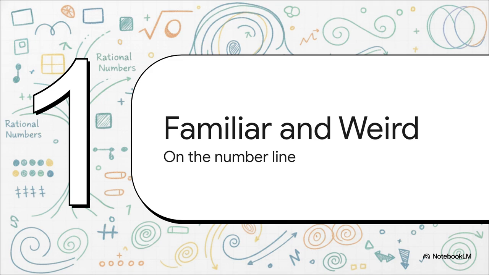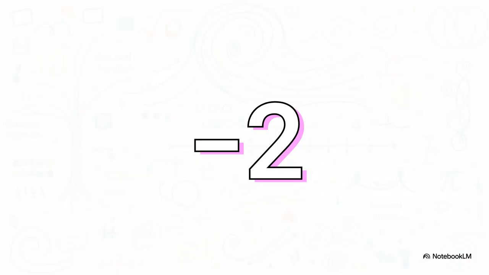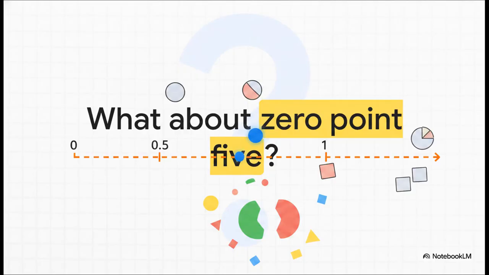Section 1. Plotting the familiar and the weird. Okay, let's start really simple. Take -2. It has an exact, undisputed location right there to the left of 0. So yeah, it's definitely a real number. Integers like this are basically the most well-behaved citizens of our number line. But what's really interesting is when we start to challenge this rule just a little bit.